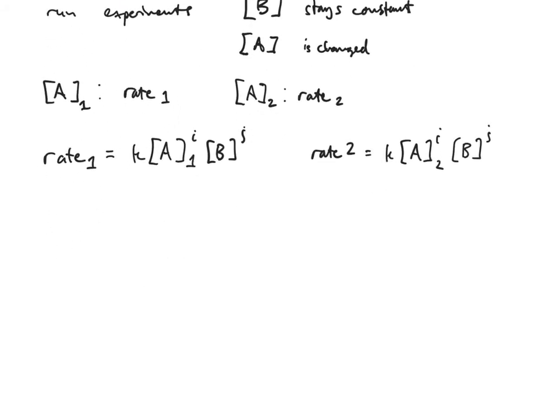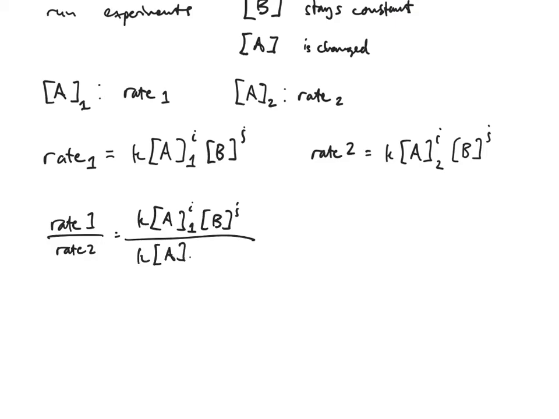We're going to have to divide these two expressions. So rate 1 divided by rate 2 is going to equal K times the concentration of A 1 to the I times the concentration of B to the J, over K times the concentration of A 2 to the I times the concentration of B to the J. Since K is always the same, that's going to cancel out. And since B was also held the same between these two experiments, those will cancel out. And so all that we're left with is just the rates and the concentrations of A.